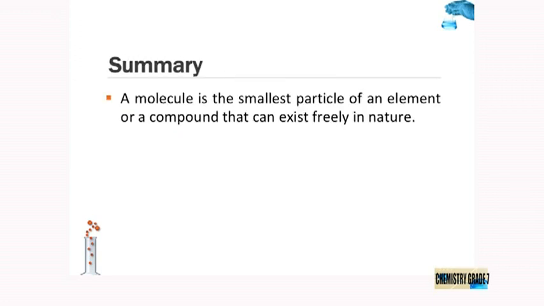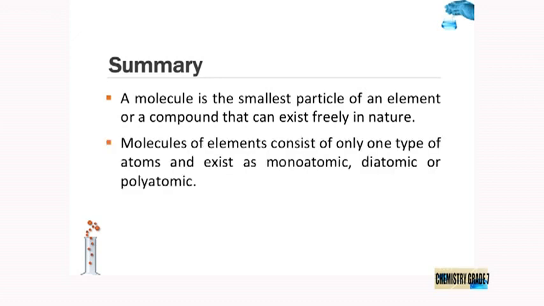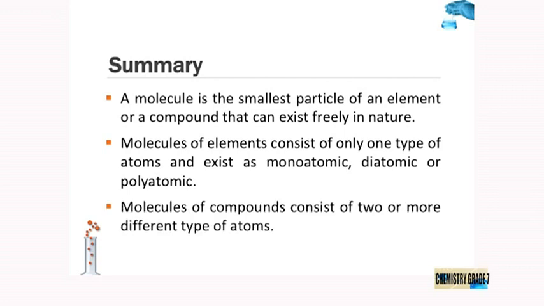In summary, a molecule is the smallest particle of an element or compound that can exist freely in nature. Molecules of elements consist of only one type of atom and exist as monoatomic, diatomic, or polyatomic. Molecules of compounds consist of 2 or more different types of atoms.